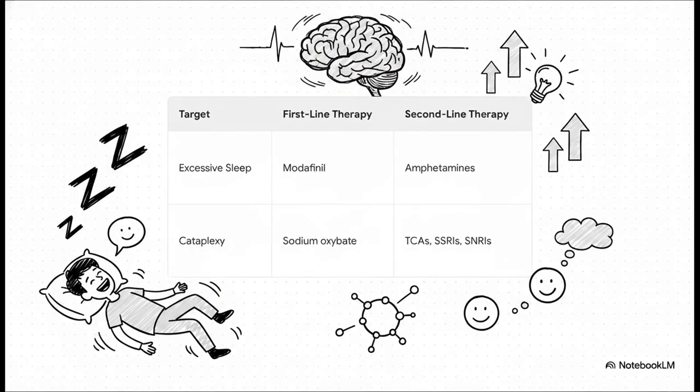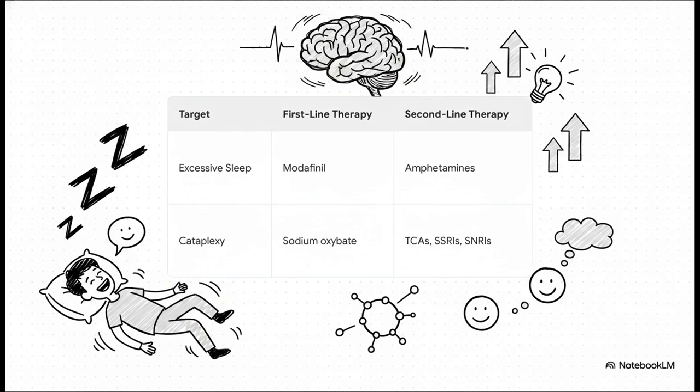Because narcolepsy presents with such distinct and varied symptoms, clinicians have to map out highly targeted pharmacological agents. If the target is excessive daytime sleepiness, the first-line therapy is modafinil, eventually moving to amphetamines as a second line. But what about cataplexy? That's a sudden bilateral loss of muscle tone, often triggered by something as simple as laughter, experienced by 70% of narcoleptics.